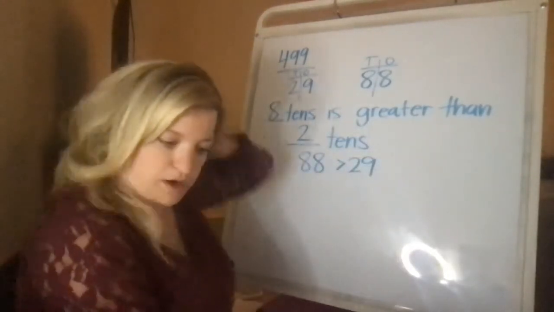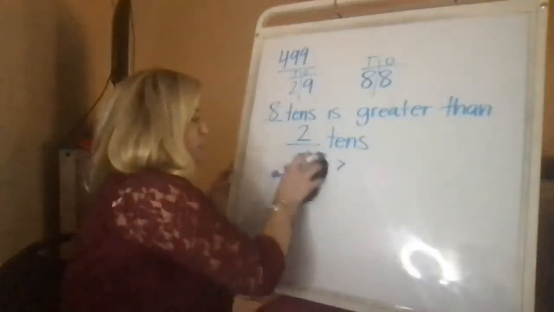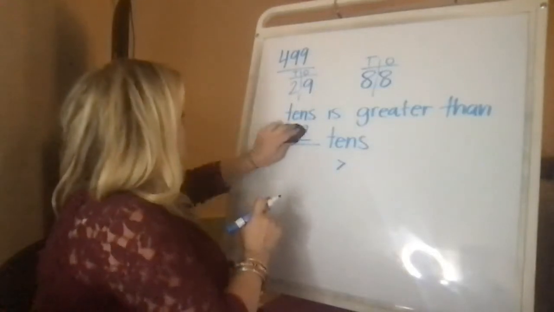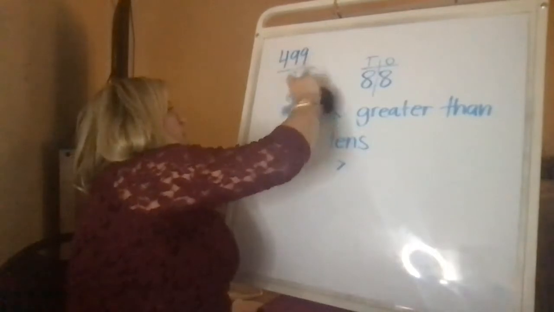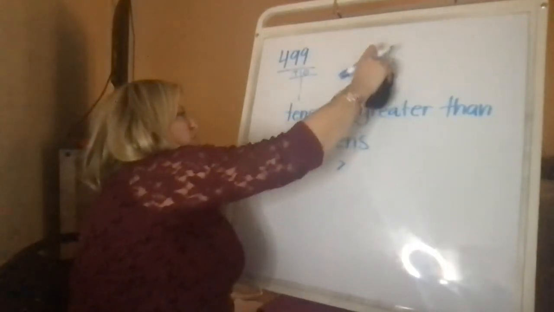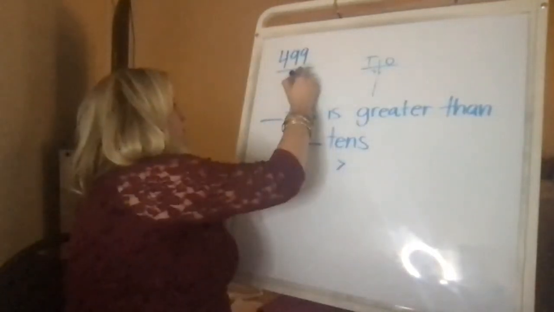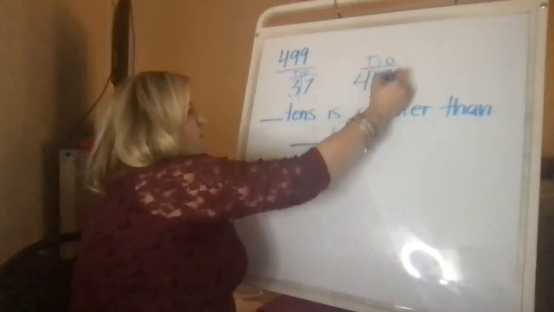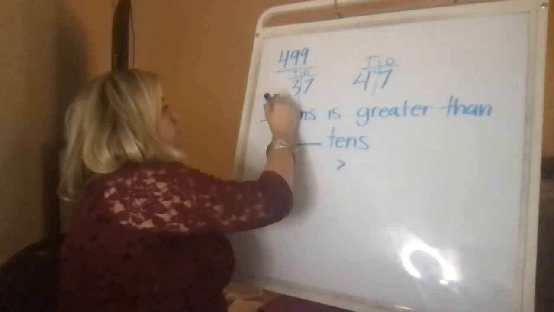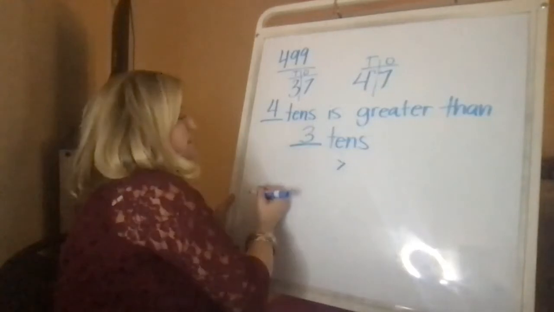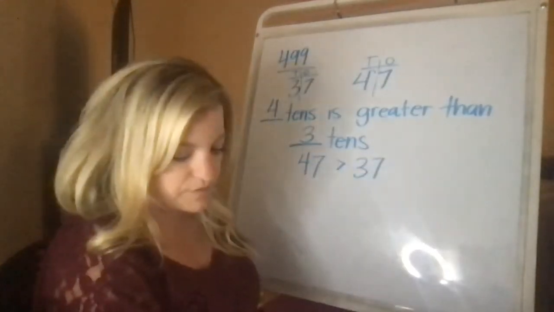So this is what we're going to do for number 3. Compare 37 and 47. Which number is greater? I think they're trying to trick us with numbers that are kind of similar. 37 and 47. So don't look at the ones, you're just going to go right to the tens. 4 is greater than 3. So 4 tens is greater than 3 tens. The biggest number goes here. 47 is greater than 37.